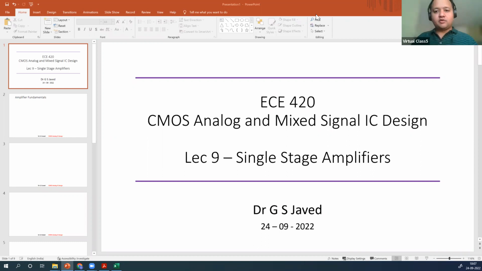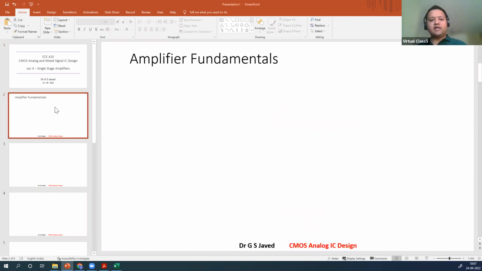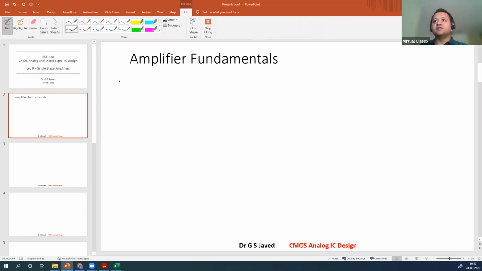Today we will talk about single stage amplifier, and we will begin today's class by understanding what are the fundamentals of an amplifier and what will be the key questions that we have to ask when you know what you need for an amplifier. So let's begin with the key questions. First question: what is an amplifier?